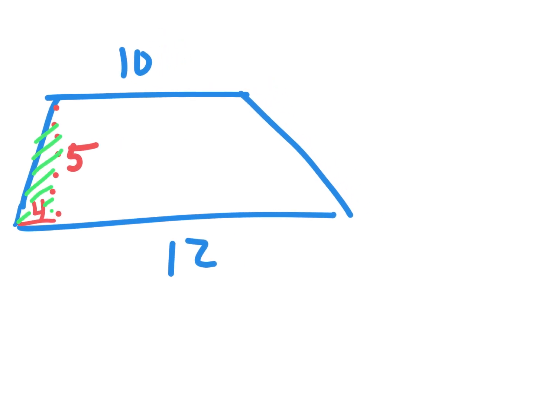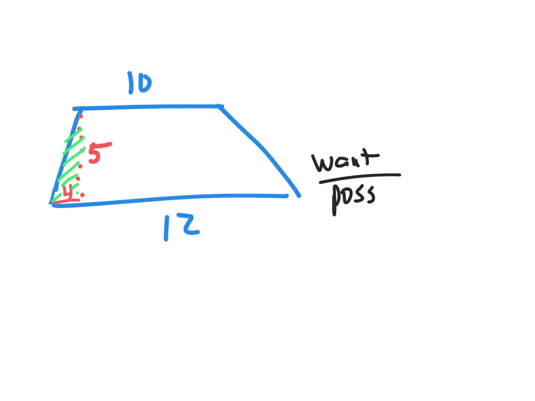All I need you to do is set it up, and it's always what you want over what's possible. I want the little triangle. Figure that area, put it here. What's possible is that bigger trapezoid shape. I made the numbers easy enough, so I think you can do them all in your head.